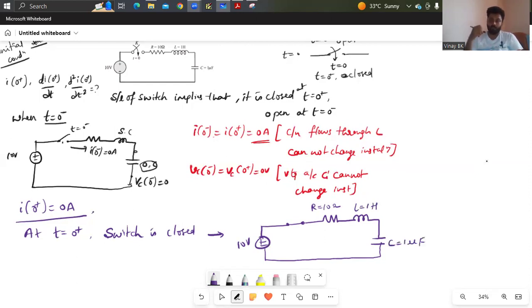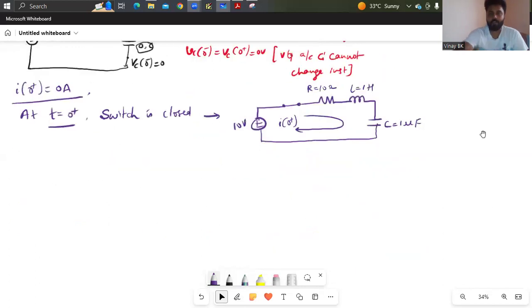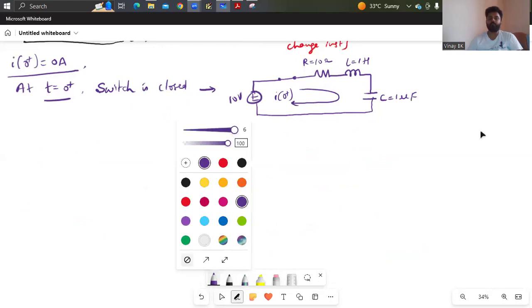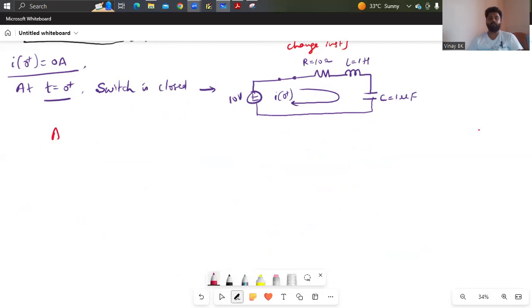Here, just after closing the switch, at t equals 0 plus, I of 0 plus is flowing here. So now what we have to do? We have to apply KVL to this circuit. So now apply KVL.